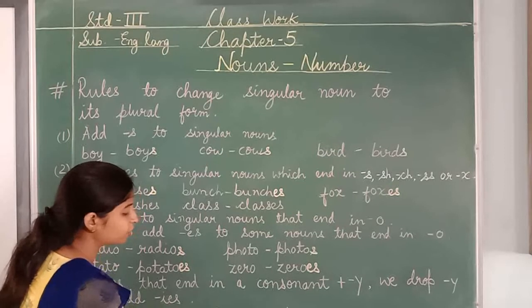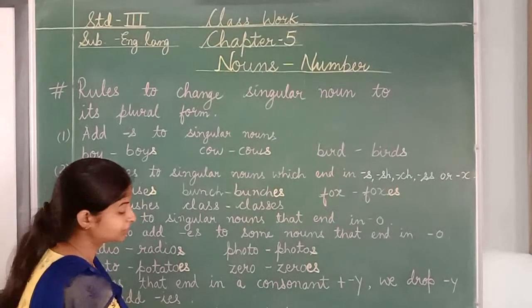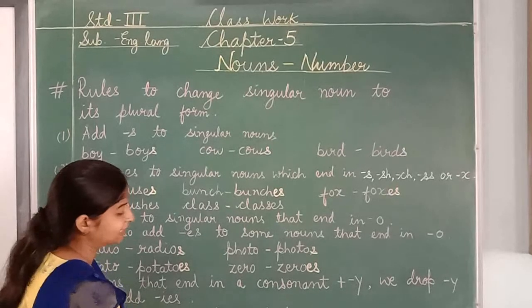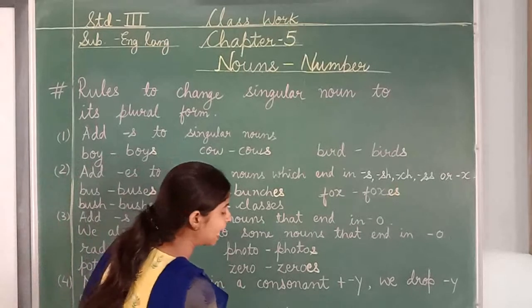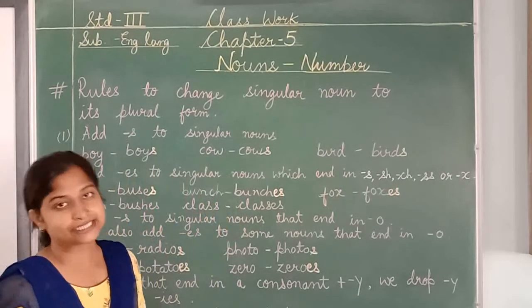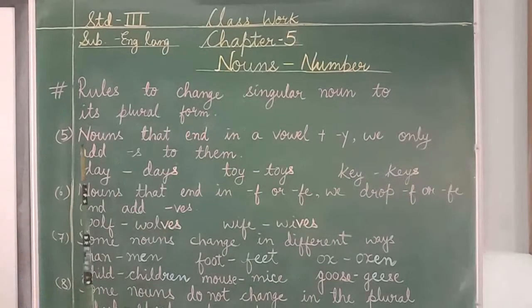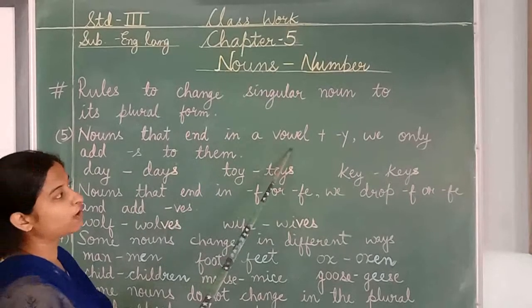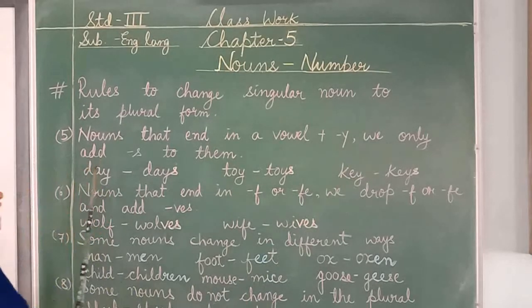Here also, before Y, what is here? Letter D, which is a consonant letter. That is why we have removed Y and added IES to make it ladies. Rule number 5. Nouns that end in a vowel plus Y, we only add S to them.